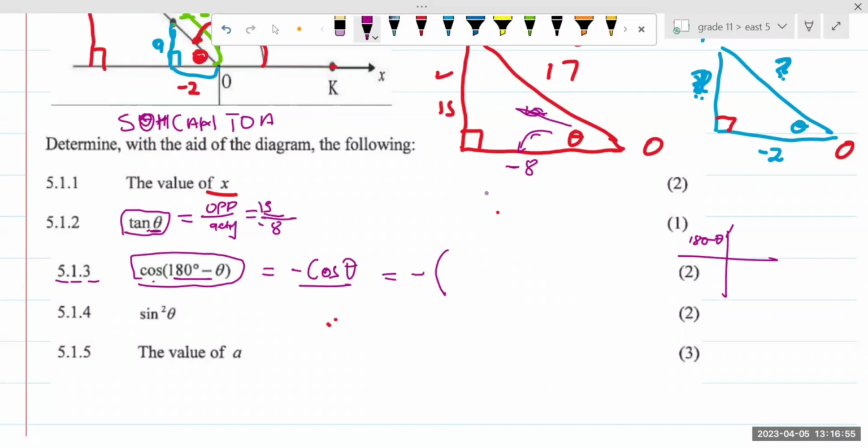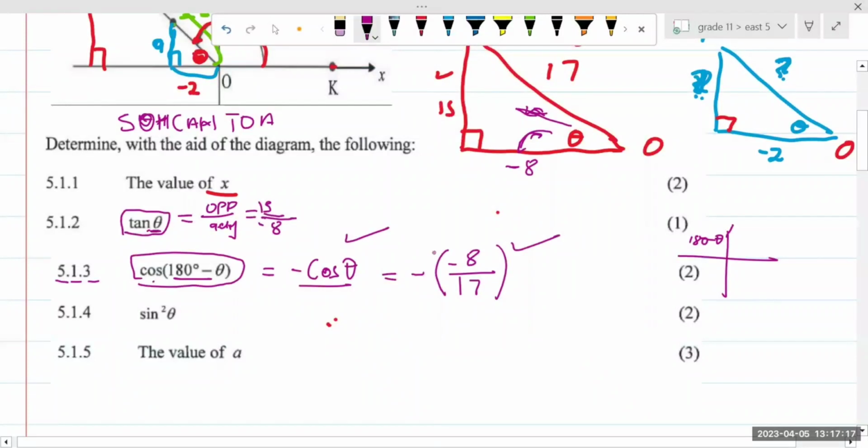As adjacent over hypotenuse. What is our adjacent? It's minus 8 all over our hypotenuse. What is our hypotenuse? 17. So we have 17 here. And for this one, it's 2 marks. You'll get 1 mark for simplifying, and then a mark for substituting. If you say negative multiplied by negative, it's going to give you 8 all over 17. So you'll get a mark for the final answer here. Yes.